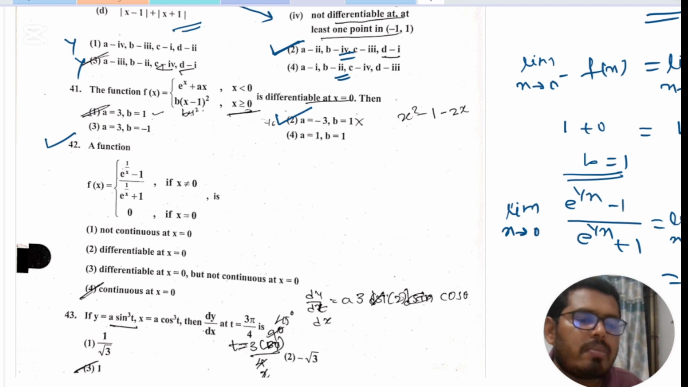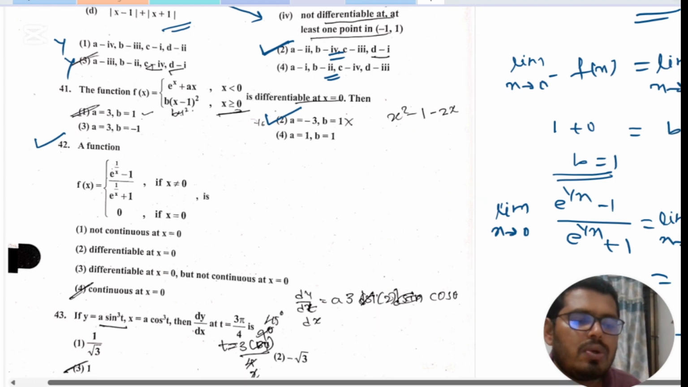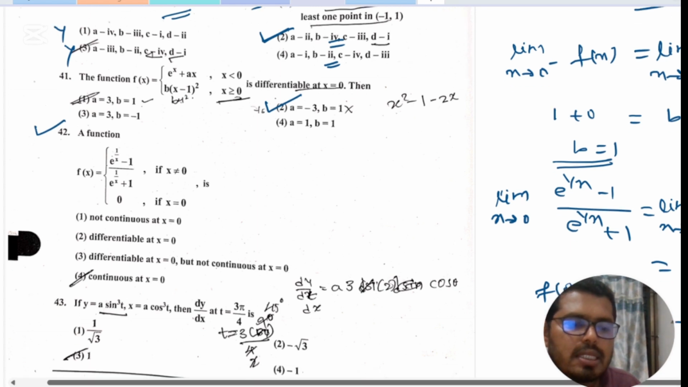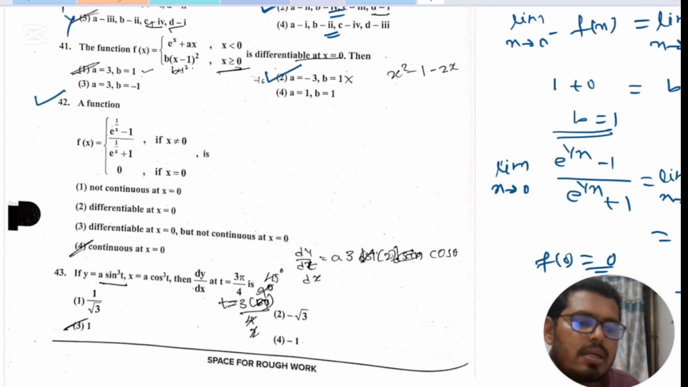Then 1 by 0 is infinity, so we get 1 minus e raised to minus infinity divided by 1 plus e raised to minus infinity. But e raised to minus infinity is 0. So 1 minus 0 divided by 1 plus 0 is 1, the limit value is 1. And what is f of 0? Here f of 0 is 0. Therefore these two are not equal. This implies the function is not continuous at x equal to 0.